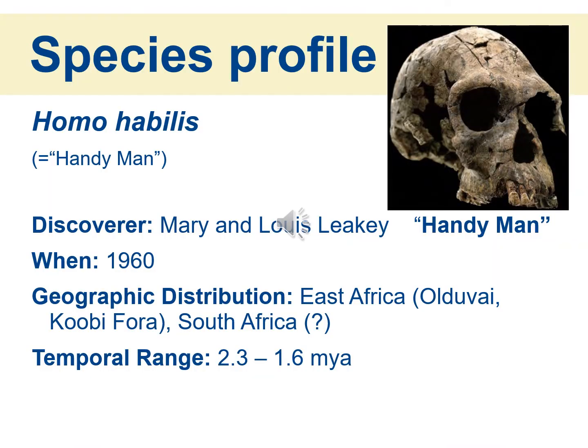Here's a species profile for Homo habilis, where Homo means man and habilis means handy. The Leakeys found a few fossils attributed to Homo habilis, and they also found pieces of a hand. So that's kind of where the name came from. Found by the Leakeys in 1960, at first at the Olduvai Gorge, but you can find material in Koobi Fora. You can also find stuff in South Africa, we think. Temporal range 2.3 to about 1.6 million years.